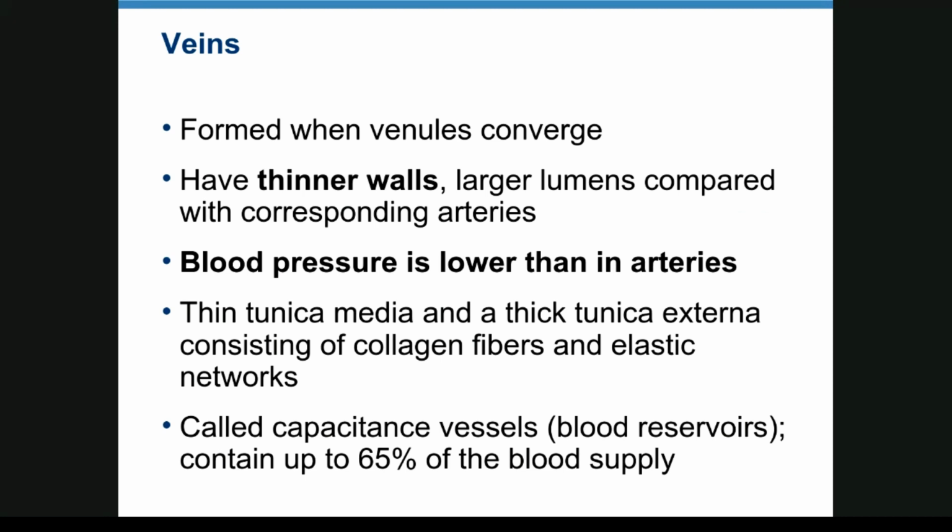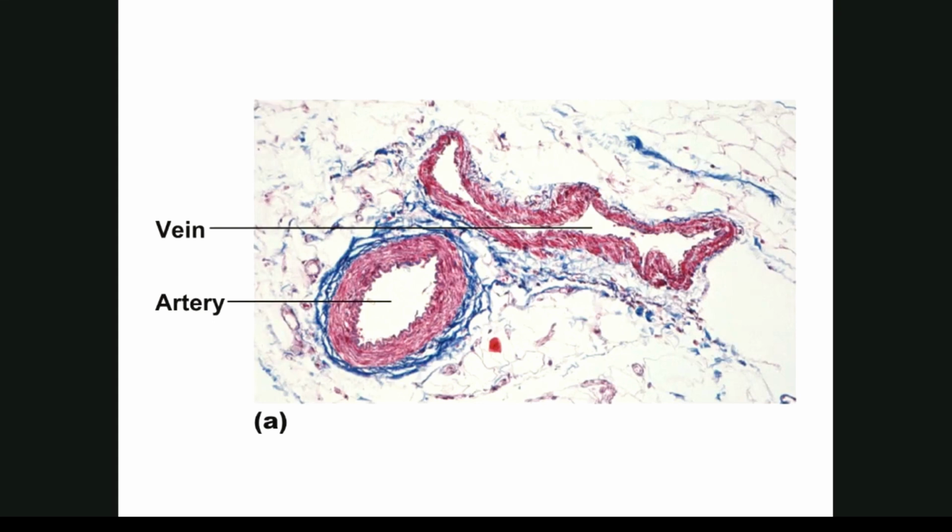Now, this is a photomicrograph of a little artery and a little vein. And as you see, this is round and thick, stayed up, and the vein is collapsed. That's just pretty typical.